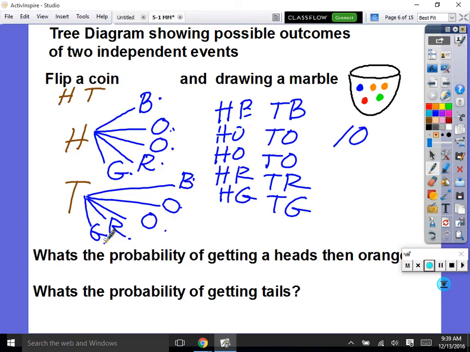Okay. So what's the probability of getting a heads then an orange? How many times does that happen? 2 out of 10. 2 out of 10. That would be our answer. And we could write down the percentage as well, but I don't want to take the time to do that.